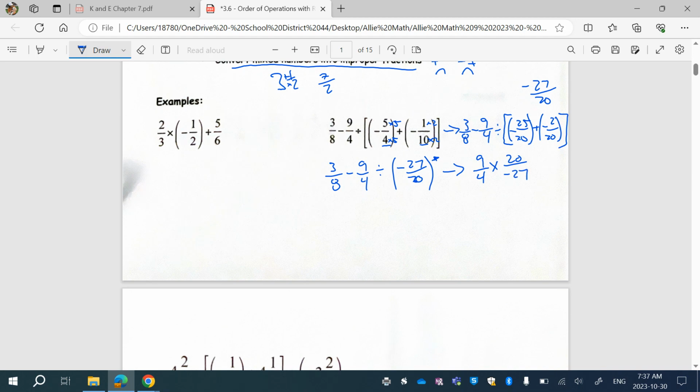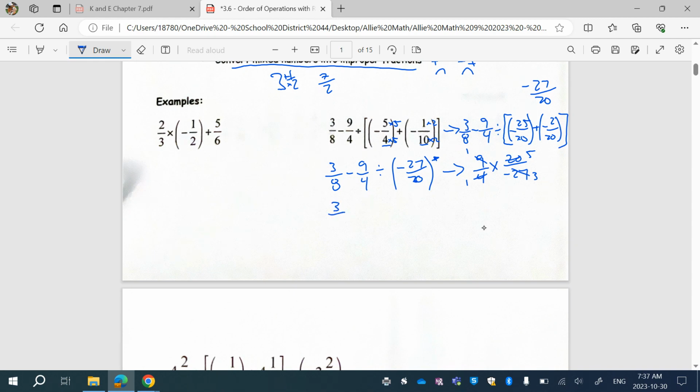And now we can cross reduce. So let's look diagonal, see if there's anything we can do. Indeed, there is. 9 goes into 9 once, and 9 goes into 27 3 times. 4 goes into 4 once, and 4 goes into 20 5 times. So now we have 1 times 5 and 1 times negative 3.